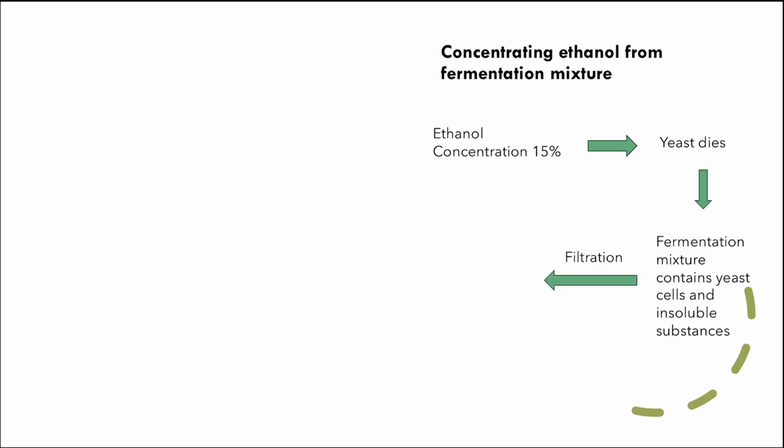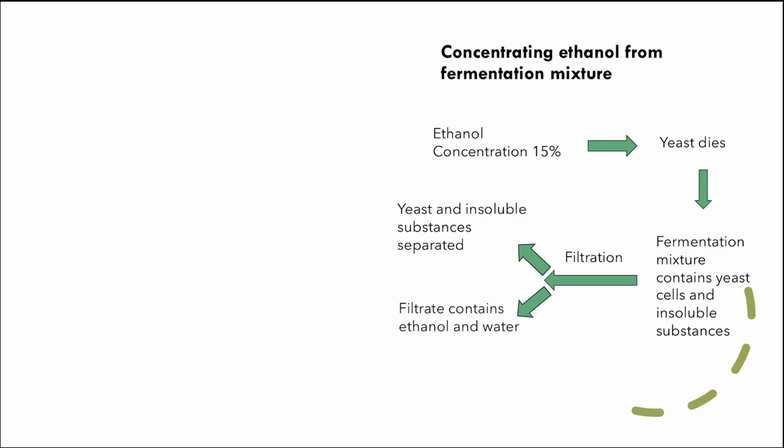So we can separate the insoluble substances and yeast by filtration, and we will end up with the filtrate. The filtrate will contain the ethanol and water. The ethanol can then be separated and concentrated by using fractional distillation. Fractional distillation will produce a concentrated solution of ethanol.